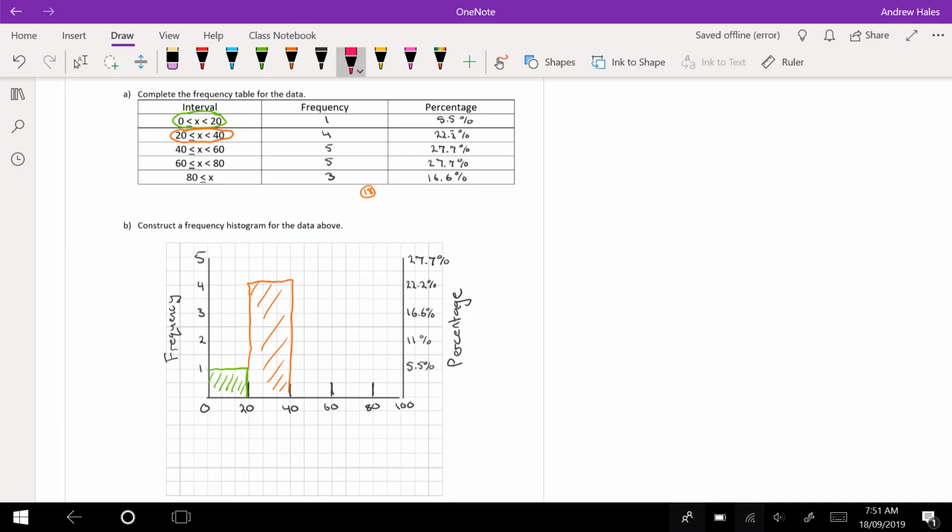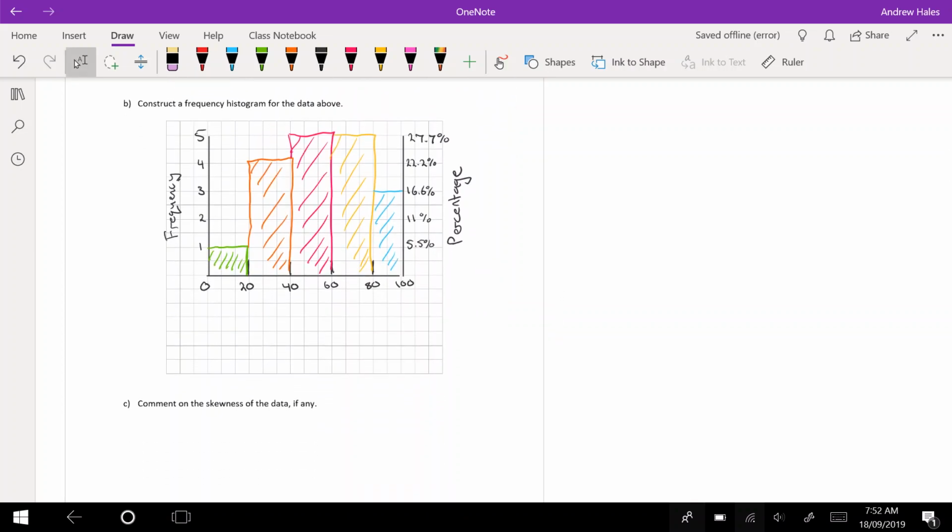For the next one, 40 to 60, we have 5, so we're going up 1 and then back down. You see that my columns are all touching each other because that's what they have to do in a histogram. They all have to touch. Then 60 to 80, that's 5 again, so that's lucky for us. You just make that straight line. And then lastly, everything that's above 80, well, we've got 3. All right? And that is your frequency histogram. Again, all the columns are touching. You have the frequency on this left-hand side, the percentage on that right-hand side, and the intervals at the bottom. That would be a full mark histogram.